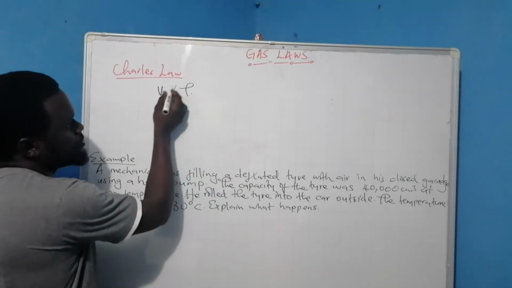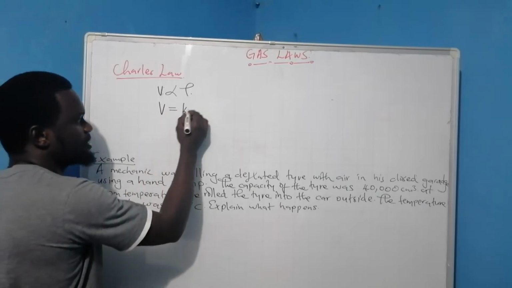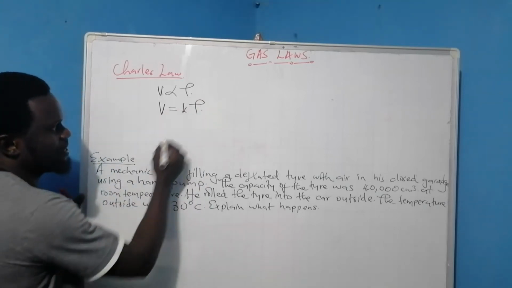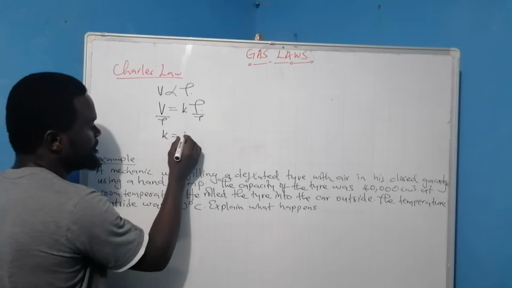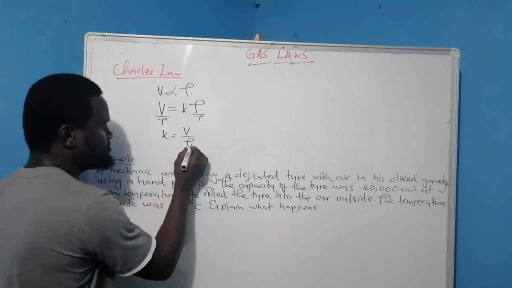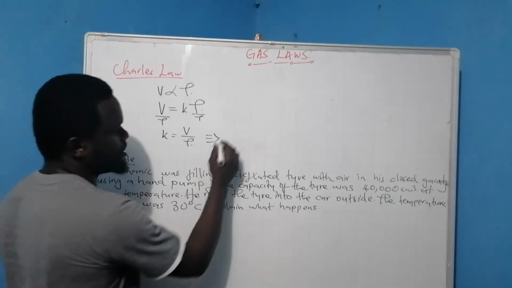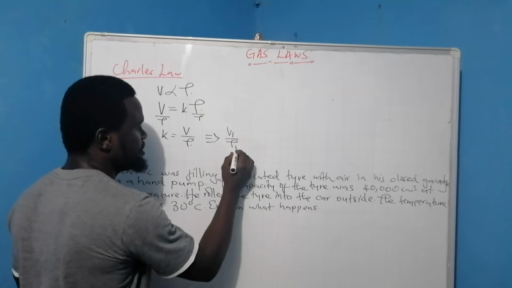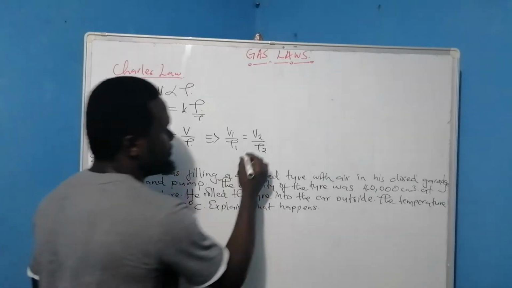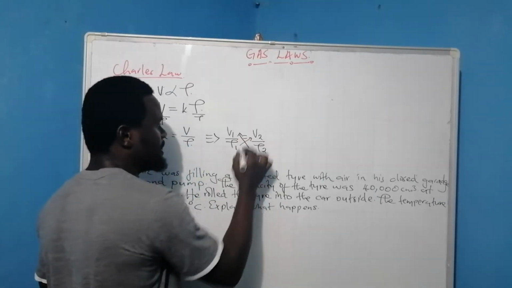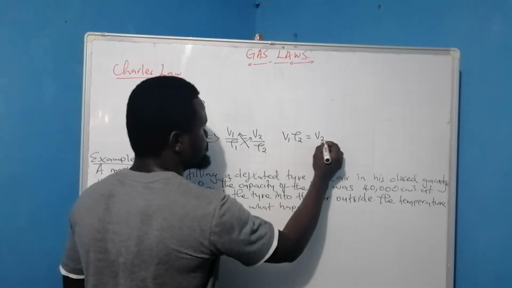Now, if I remove this proportionality sign and include an equal sign, I will have a constant multiplied by the temperature. And if I divide everything by temperature, the constant will be V all over T. That brings us to the expression for Charles' law, which is just V1 all over T1 is equal to V2 all over T2. Or rather, if I cross multiply it, I will have V1 T2 is equal to V2 T1.